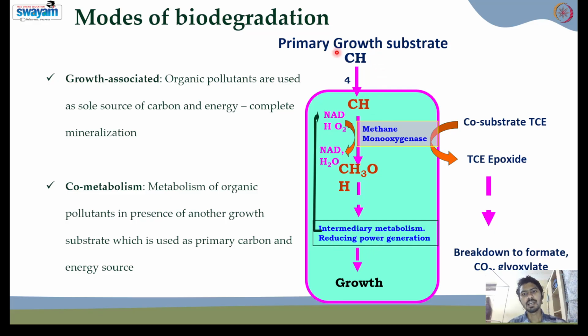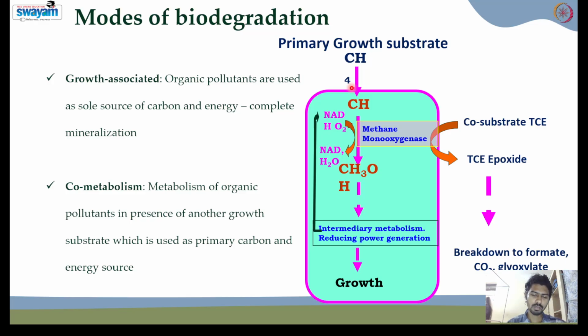So if you see here, the methane is converted into intermediary products through different reactions, where the methane is directly assumed as a source of food for the microbes. This is the growth associated strategy. Whereas in co-metabolism, what happens? As we know, some chemicals or organic pollutants are stubborn and these microorganisms cannot utilize them directly and assume these pollutants as their own food.